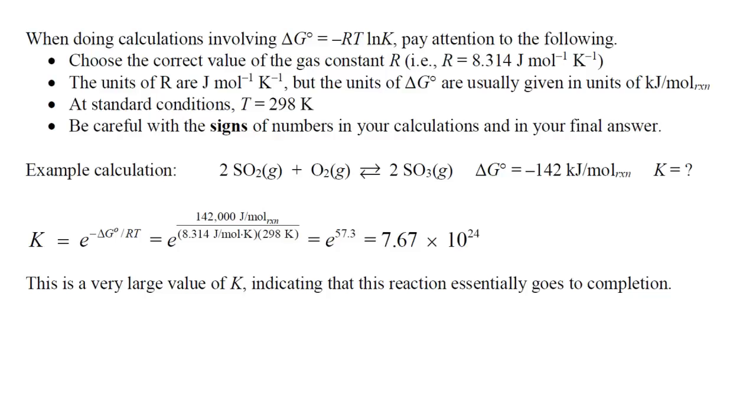pay attention to the following information. So first, choose the correct value of the gas constant R. That is, the R value that you should use is 8.314, and the units are joules per mole per Kelvin.